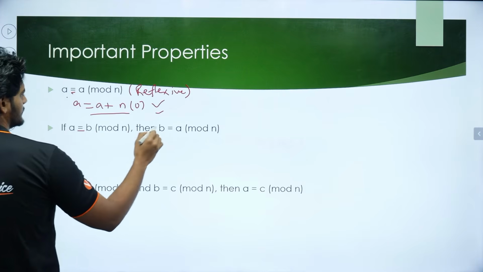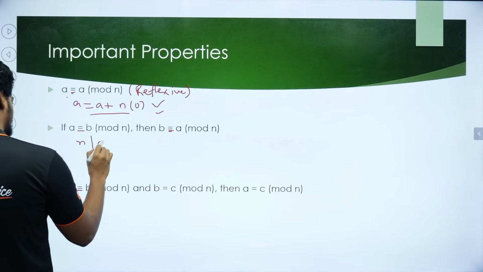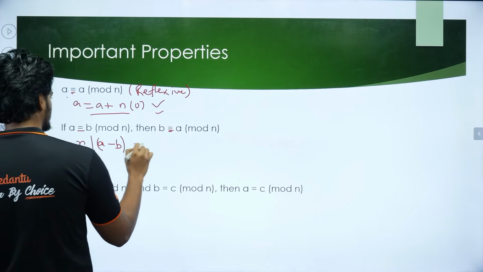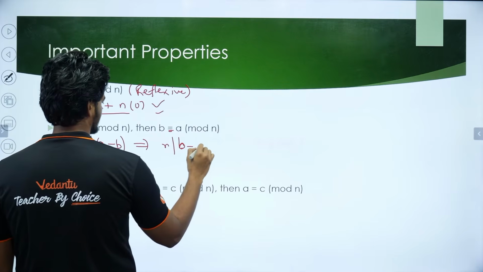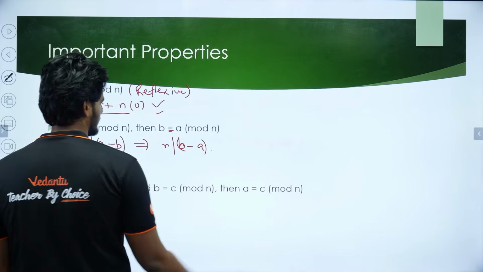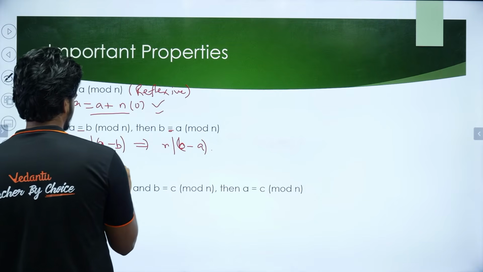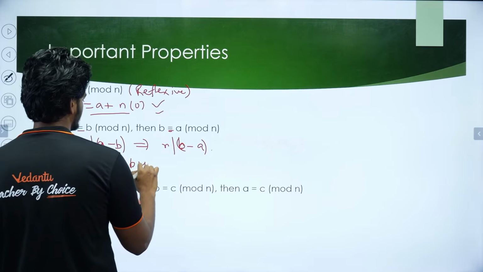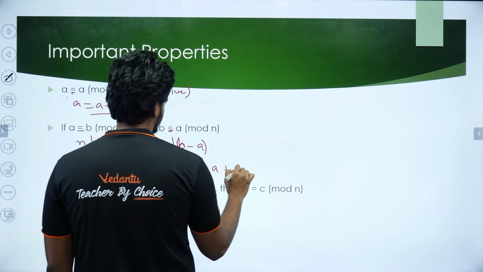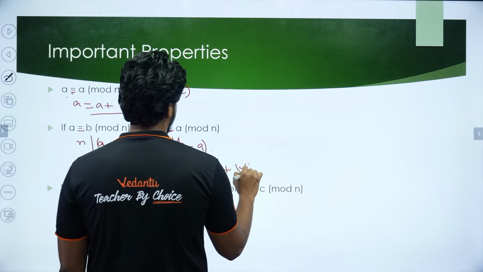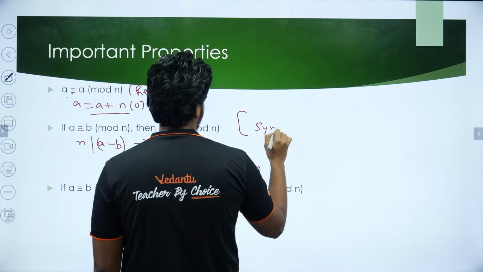If a is congruent to b, then b is congruent to a, because n divides a minus b also implies n divides b minus a. Understand? That shouldn't be hard to understand, because even if you write a is equal to b plus kn, it also means b is equal to a plus minus k times n, right? So this is called the symmetric property.